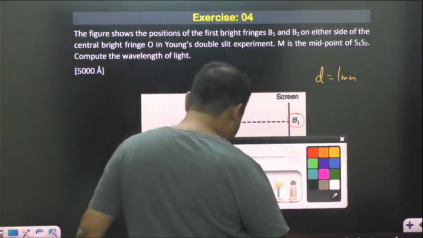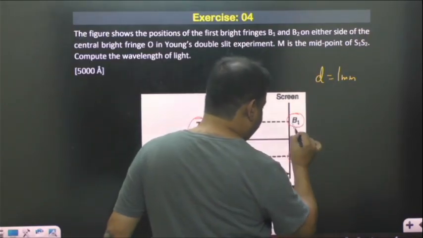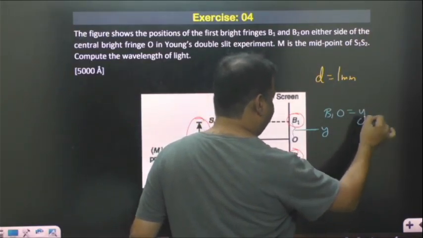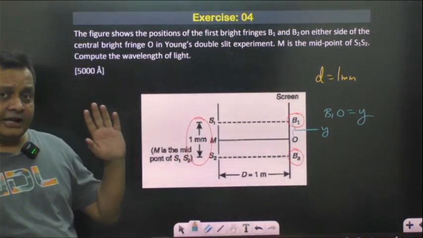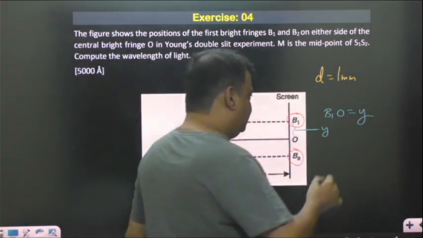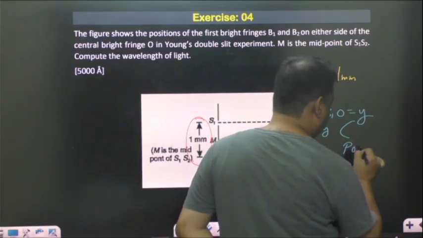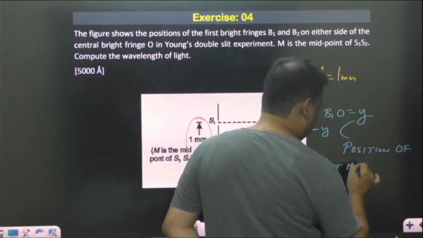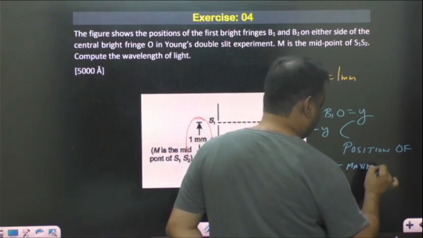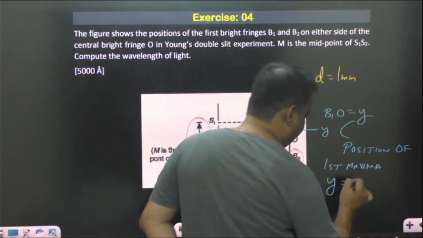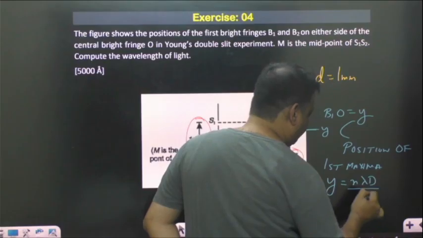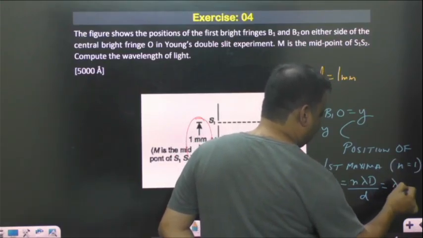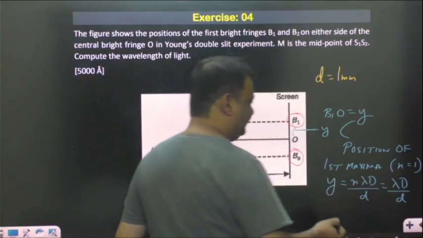Now say this distance is y, B1 to O is y, okay? So can I say y will give you the position of the first maxima? So you can write y is equal to n lambda capital D by small d, and put n equal to 1, because we are talking about the first maxima, so it will come to be lambda D by small d, isn't it?